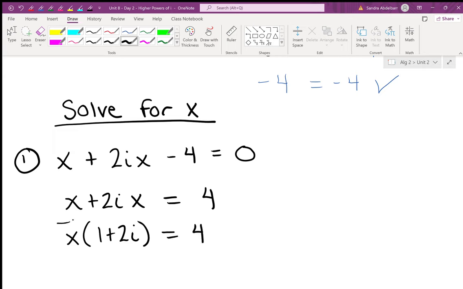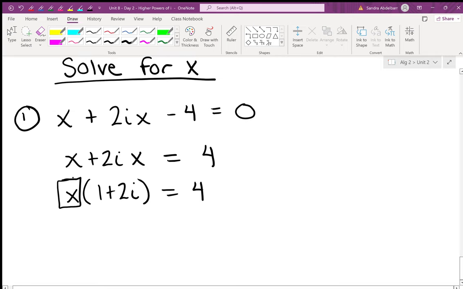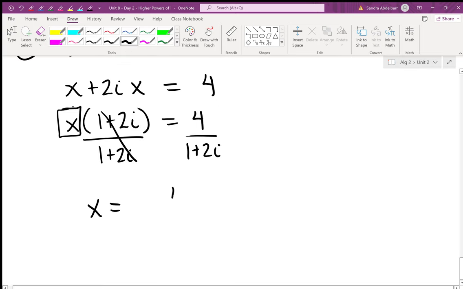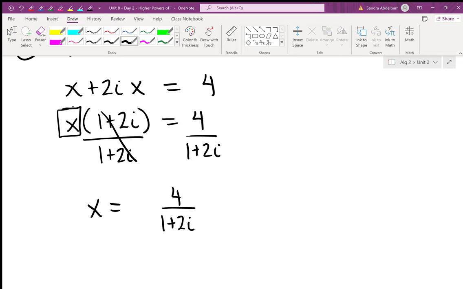And remember, we're solving for x. If I'm solving for x, what should I do now? Divide by 1 plus 2i. So then I end up with x is equal to 4 over 1 plus 2i. Am I allowed to leave it like this? No, right? There's an i in the denominator. That's the square root. That's a radical in the denominator. We can't leave that. So what do I have to multiply by? The conjugate, 1 minus 2i.